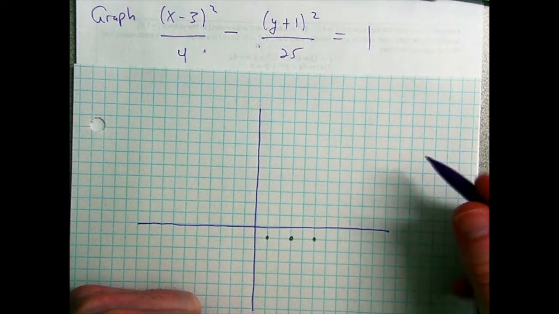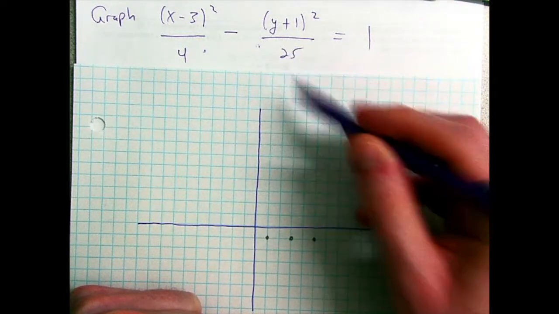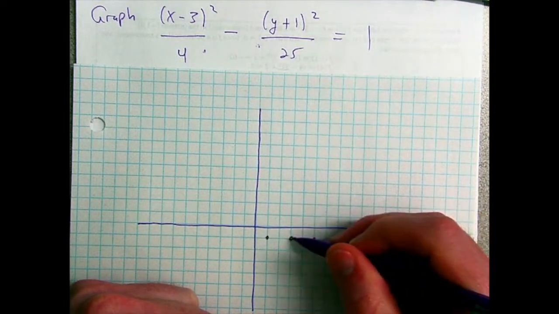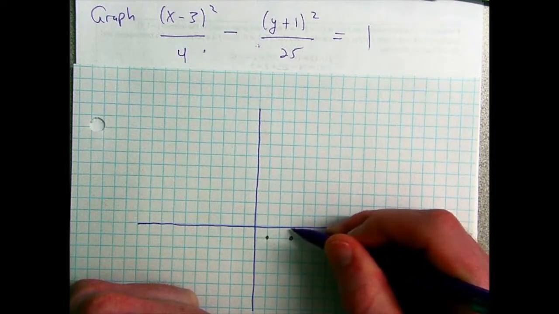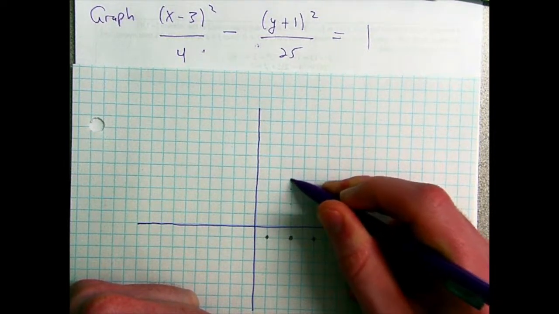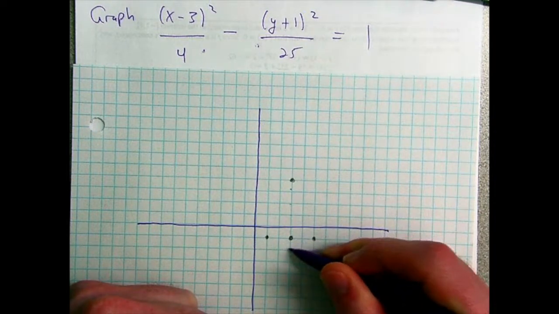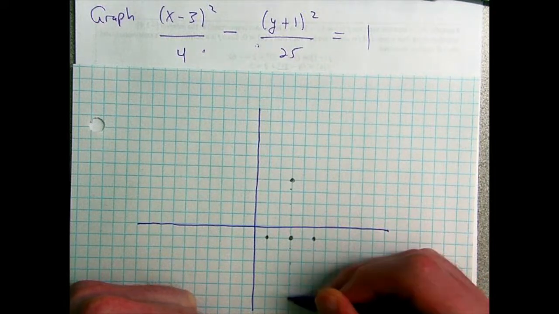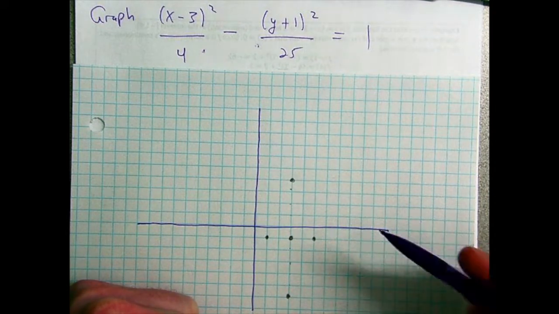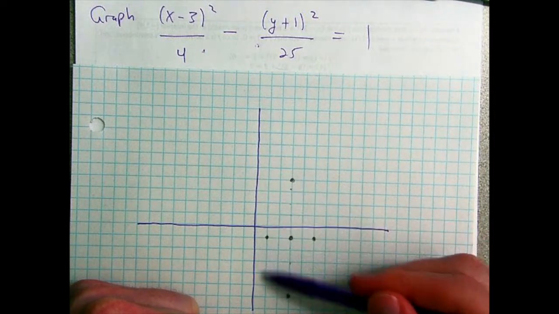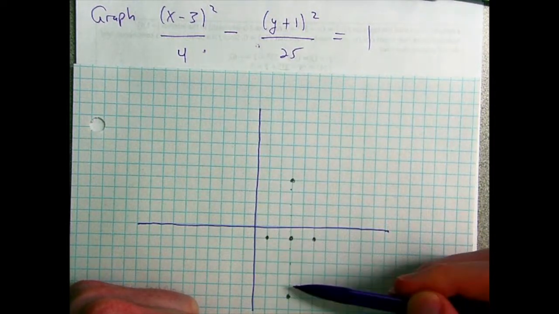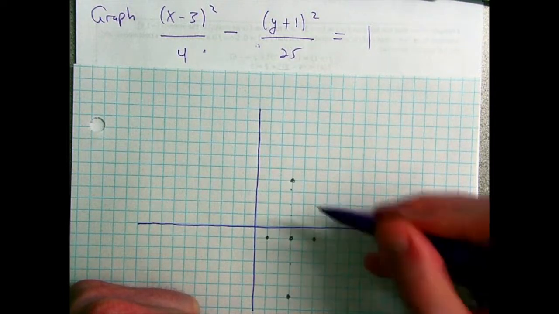Similarly with b, I notice that b squared is 25, so b must be 5. Start at the center, go up by 5, 1, 2, 3, 4, 5, and down by 5, 1, 2, 3, 4, 5. And now, if this were an ellipse, I would basically be done. I would just draw the ellipse. But remember, it's a hyperbola. So what do I do with these 4 points?